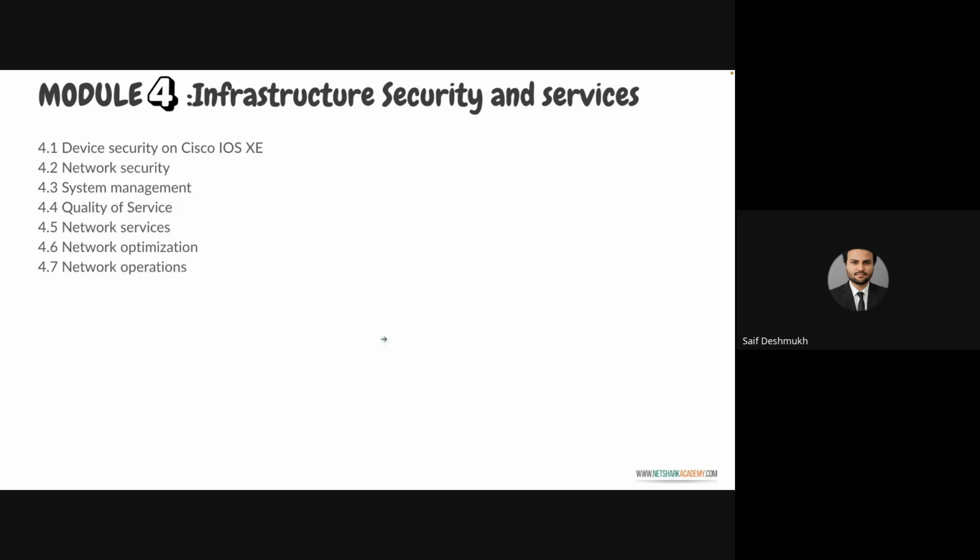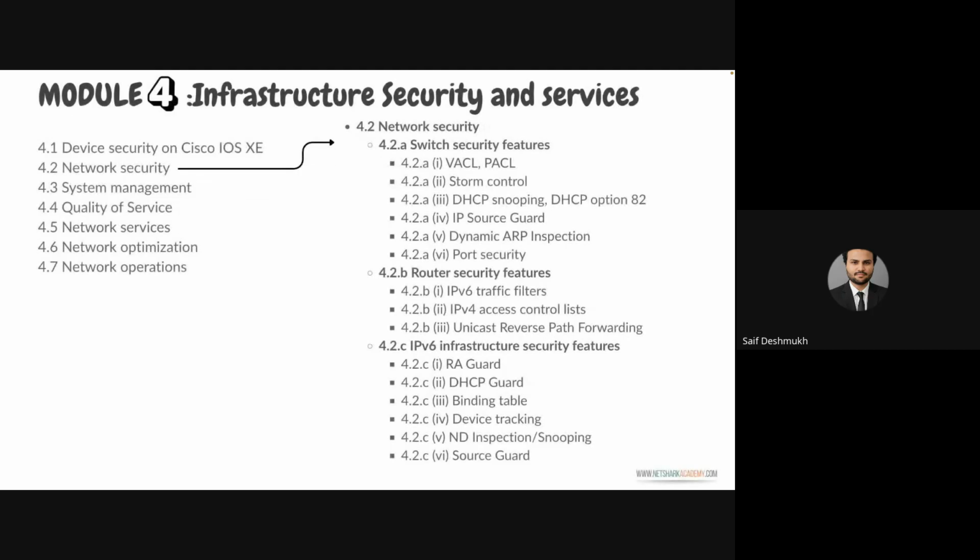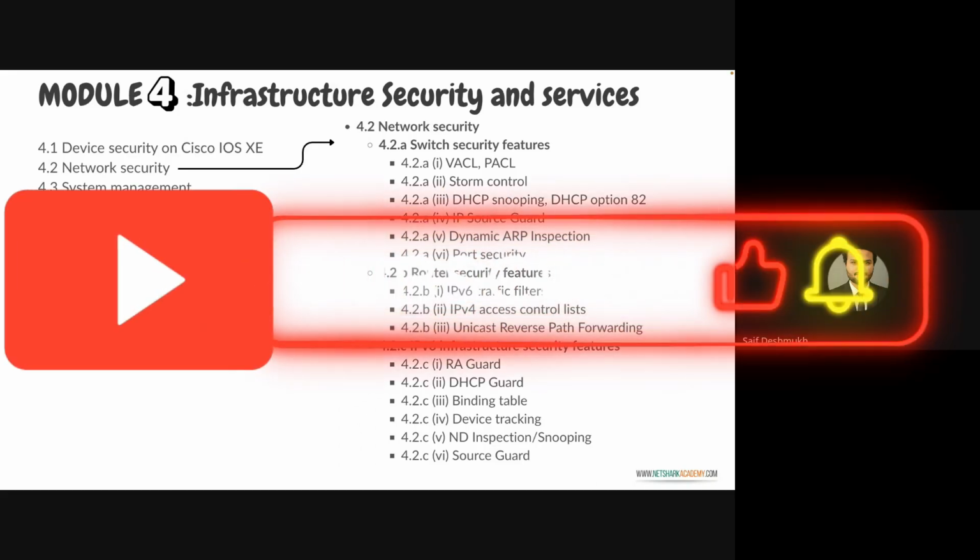Module 4 might seem like a really big module, but all these 7 sections are really small. It's a mix of all the small sections created as module 4 as a whole. 4.1 is small: we're talking about AAA, and you should be able to understand control plane policing. 4.2 is network security, talking about switch security features, router security features. I told you about the IPv6 infrastructure security features as well.